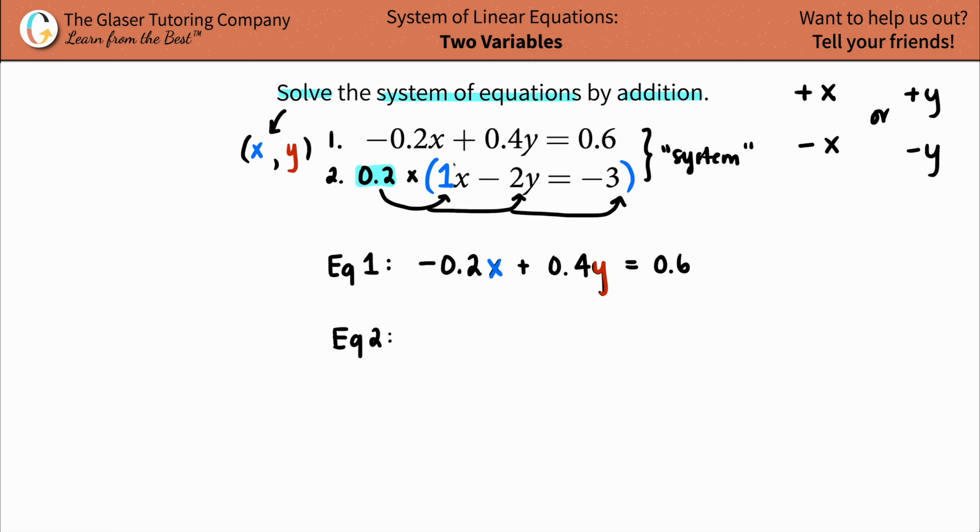So 0.2 times 1 is now just 0.2x. 0.2 times 2, right? 2 times 2 is 4, but it's a negative in front, and you have to move the decimal, so this is negative 0.4y. And this equals 0.2 times negative 3. So we know that this is going to be a negative. And 2 times 3 is 6, but you've got to move the decimal over to the left because of this. So this would be negative 0.6.